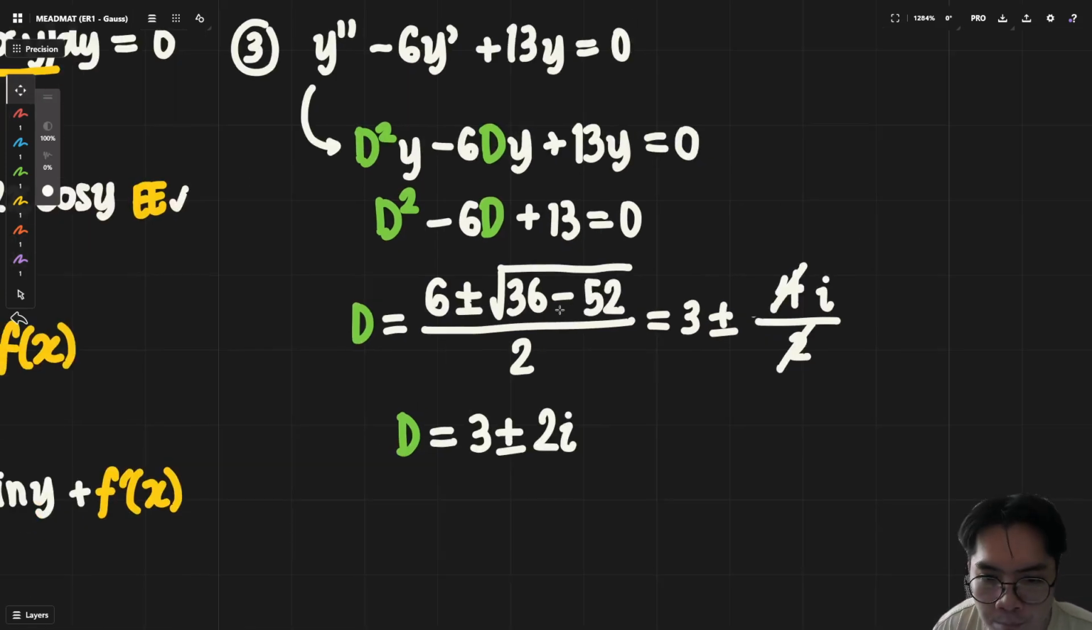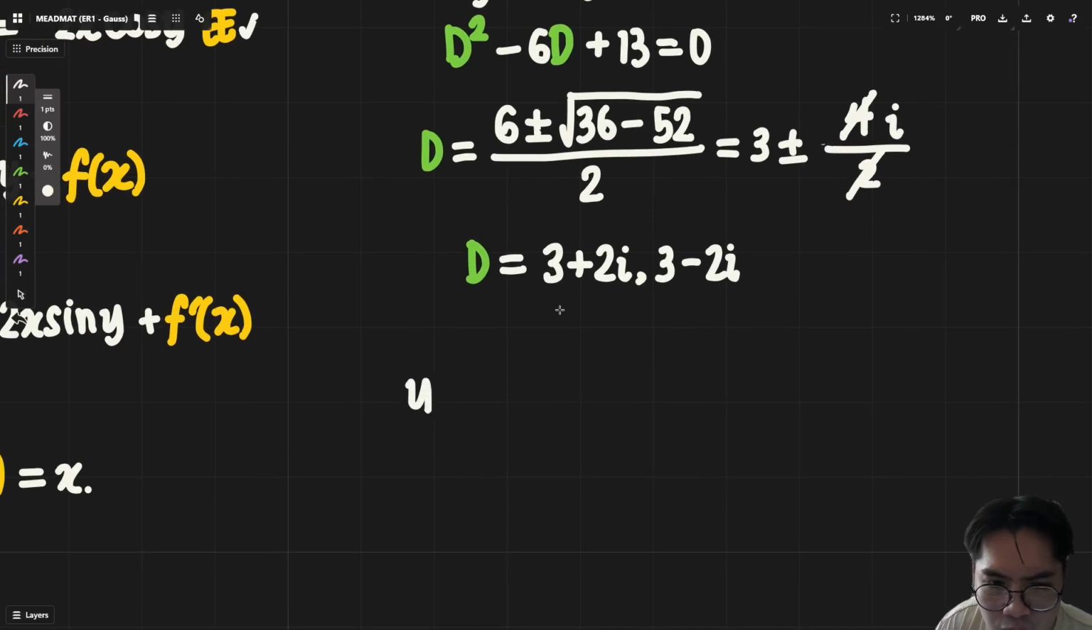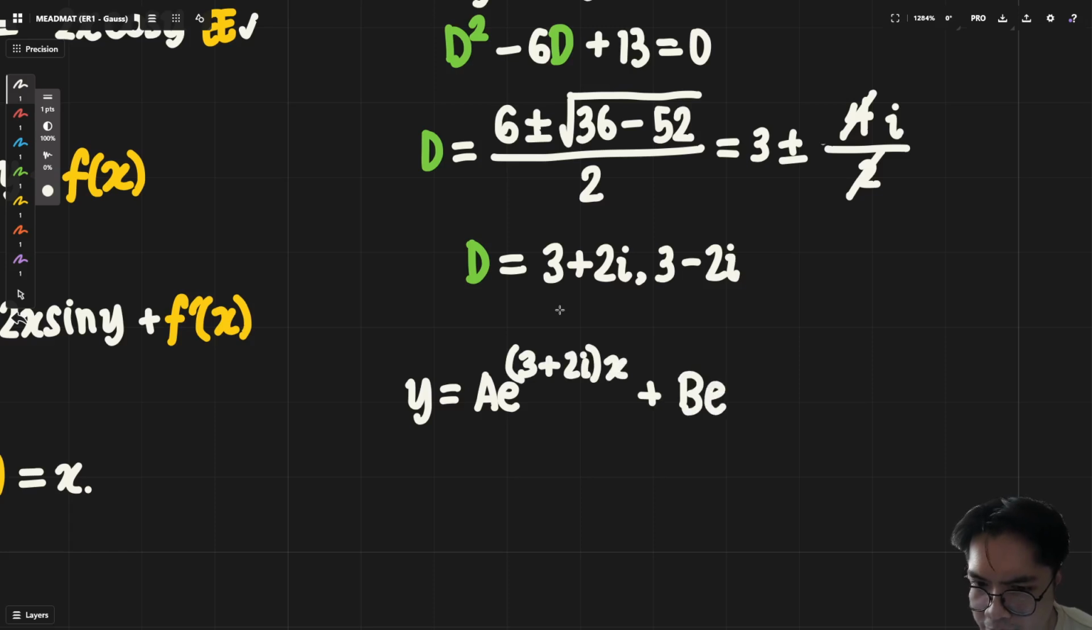But now, if we're going to remove the plus minus, what we'll have in here is basically 3 plus 2i and then 3 minus 2i. How are we going to do this, right? What is the answer here? Is it y is equal to a e raised to 3 plus 2i times x plus b e raised to 3 minus 2i times x?